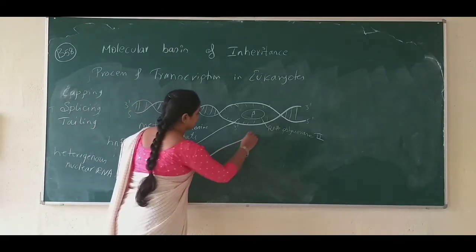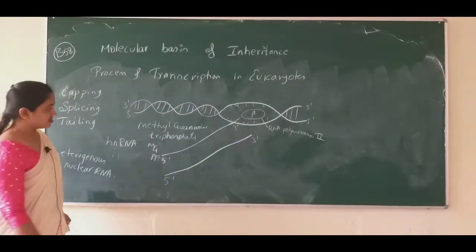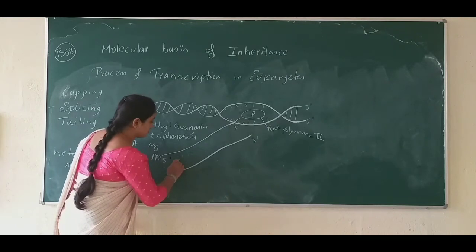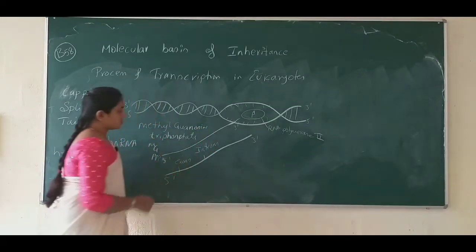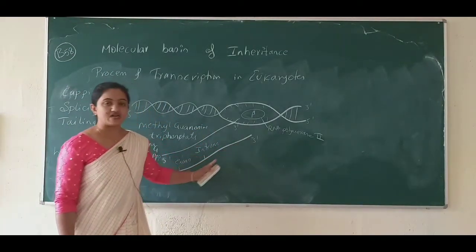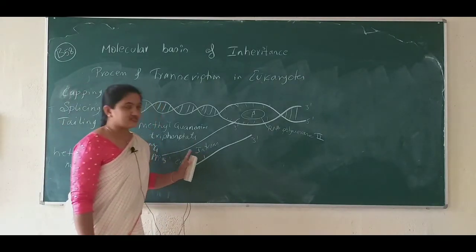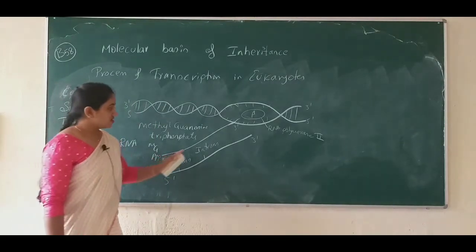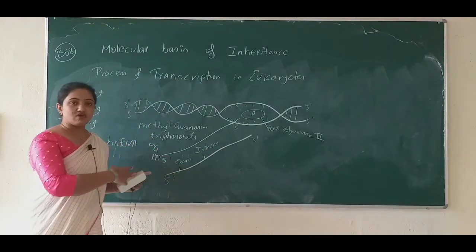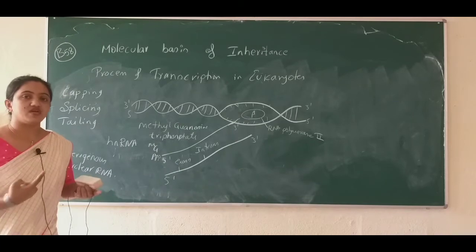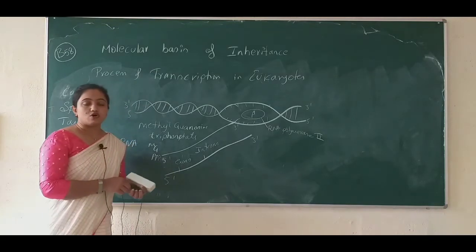And what will happen in the next step? This is having a 5' end and a 3' end, and here it has exons and introns. It has both the parts. Exons are considered the functional part, introns are considered the non-functional part. The non-functional part should come out from the hnRNA.